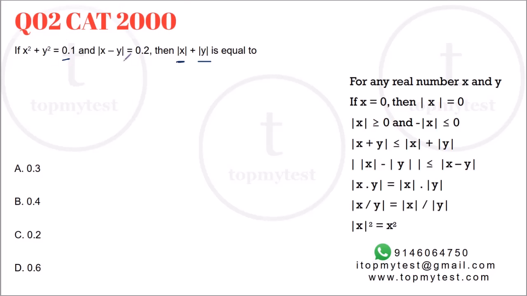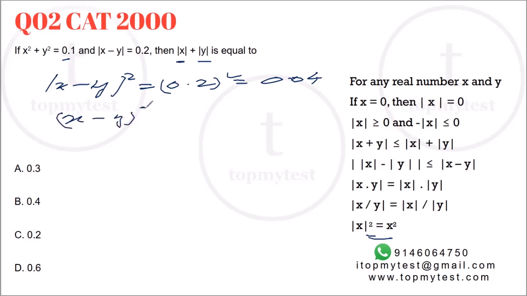Let's see. Now, I don't know x minus y exactly. It can be 0.2 or minus 0.2. But modulus of x minus y whole square will be 0.2 square. That's for sure, right? That will be 0.04, right? Let's expand this. Now, we know if you take an even power, it will destroy the sign. So I can directly write this as x minus y whole square will be equal to 0.04.